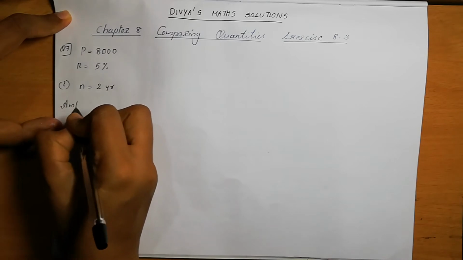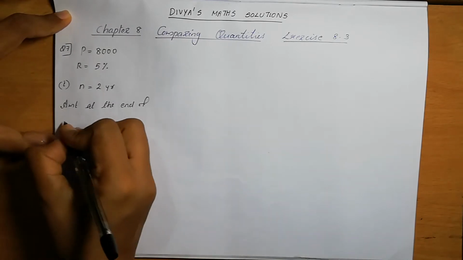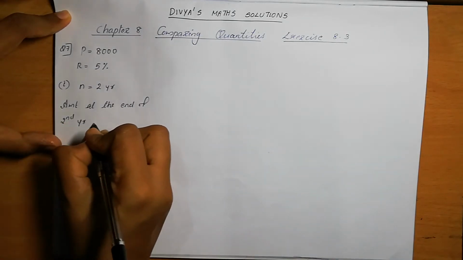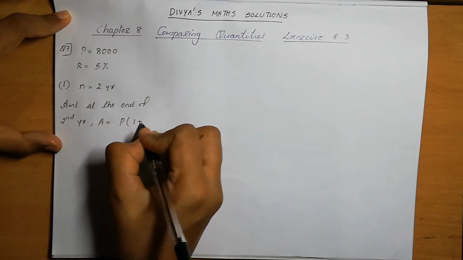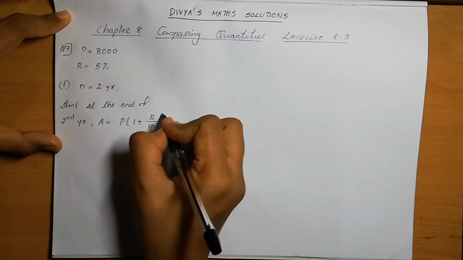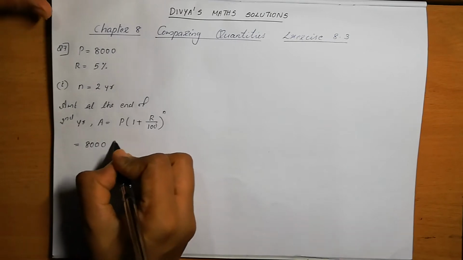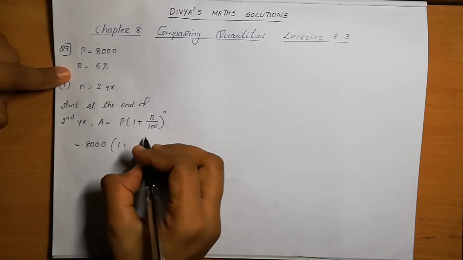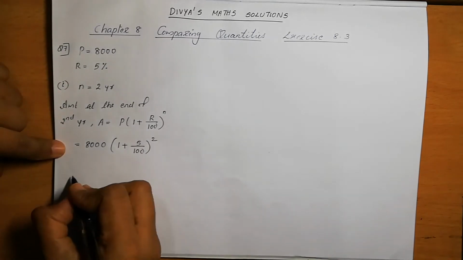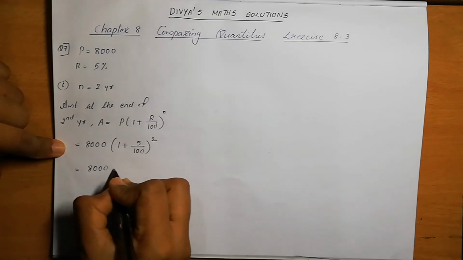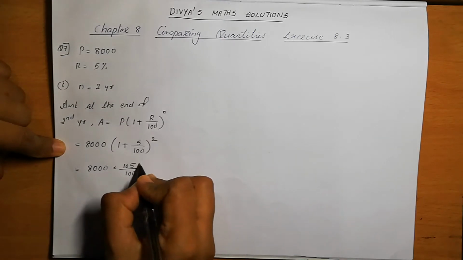Amount at the end of second year is equal to P into 1 plus R by 100 raised to N, right? So that is equal to P is 8,000 into 1 plus rate is how much? 5. 5 by 100 power N. That here is 2, right? So that is equal to 8,000 into 100 plus 5 is 105 by 100 square.